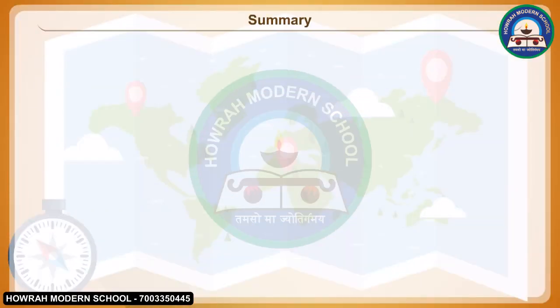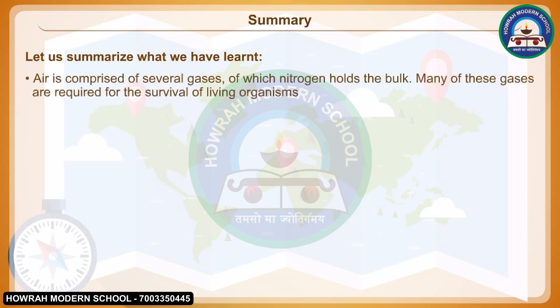Summary. Let us summarize what we have learned. Air is comprised of several gases, of which nitrogen holds the bulk. Many of these gases are required for the survival of living organisms.